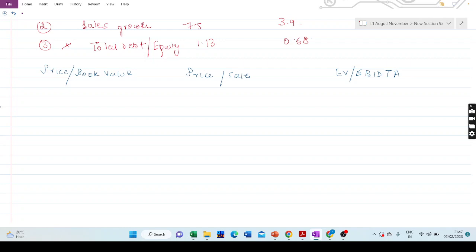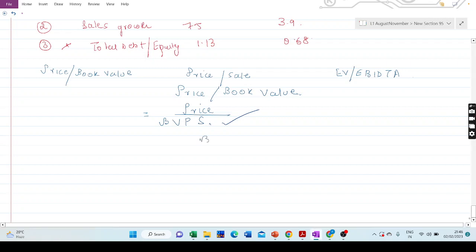Next, let's start our discussion with price to book. How do you calculate your price to book value? Price to book value is calculated by dividing the price of a stock by its book value per share. How do you calculate the book value per share, guys? There are two ways in which you can calculate the book value of a share. I'll give you a small example.